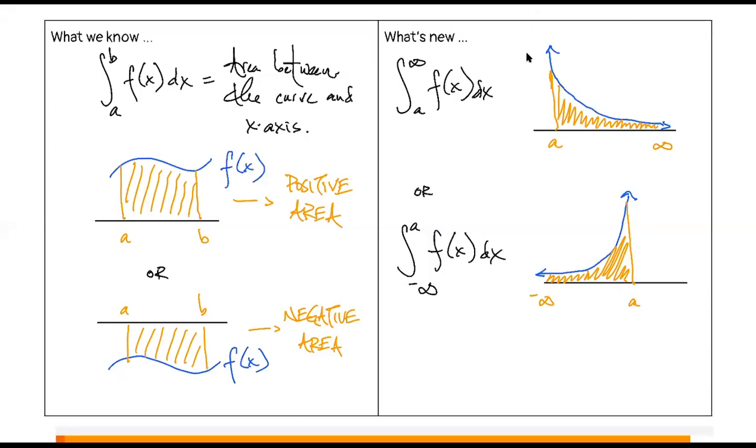Let's check out the chat. What other ideas? Wouldn't the area just be infinite? So it can be infinite area, and sometimes it can actually also have a number.